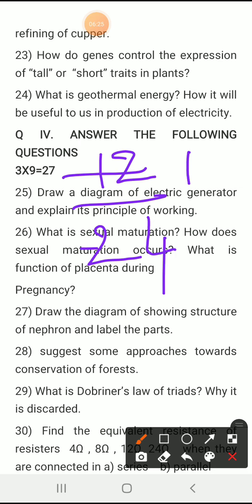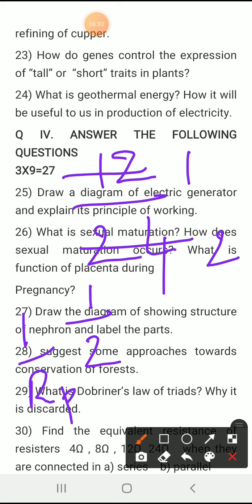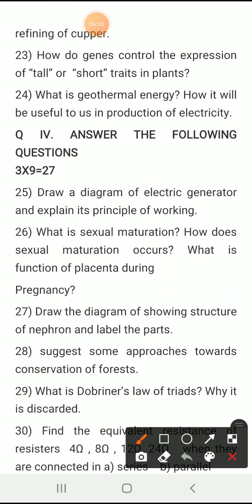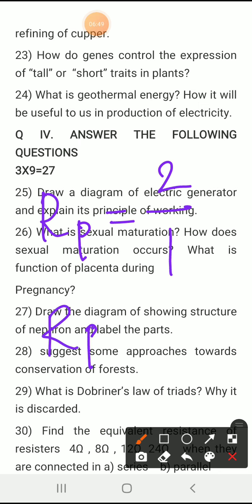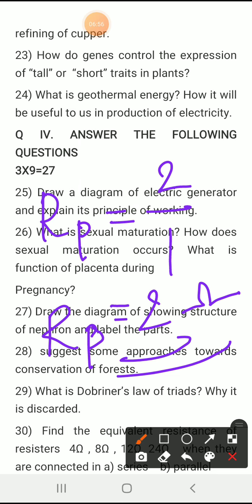So 12 1s are 12, 12 2s are 24. So the answer comes as 1 by 2. 1 by Rp is equal to 1 by 2. Right. So we need to find out Rp. Rp is equal to 1 by 2 reversed, that is 2 by 1. You know that in the denominator 1 we don't write. So the answer is Rp is equal to 2 ohm, which will be the equivalent resistance in parallel. Okay.